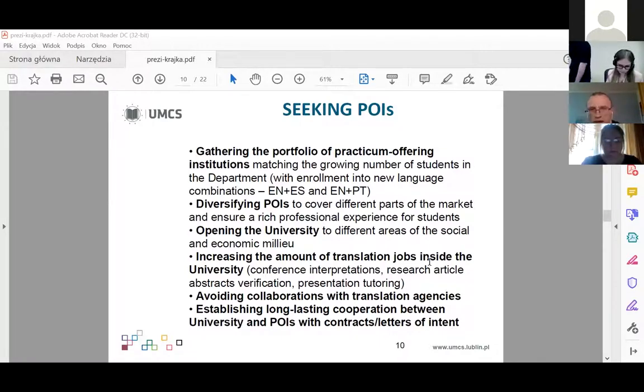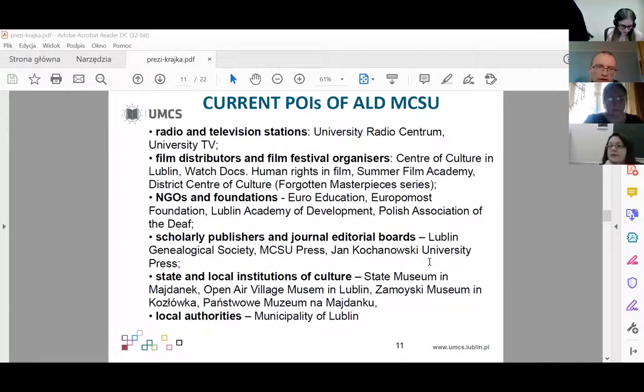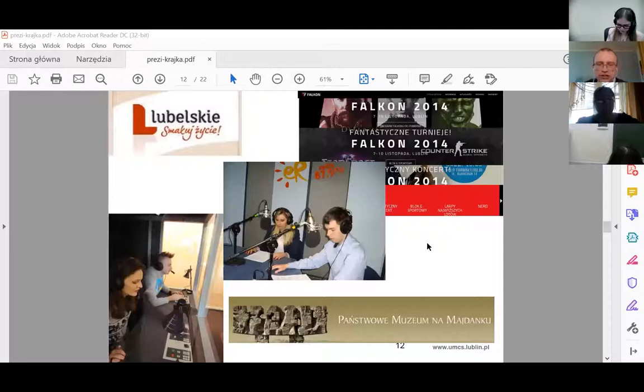These are some of our current POIs. We are particularly proud of the cooperation with film distributors, film festival organizers, with NGOs, with local radio and TV stations, institutions of culture, museums, but also local authorities. The municipality of Lublin tries to attract foreign investors, and they present Lublin as the city with great economic and academic potential. And this academic potential is demonstrated by trilingual graduates of applied linguistics that are quite capable of switching between those two, three, sometimes even four languages that they know at a relatively high level. You can see some of our students at work. You can see also some of the pictures from some of the events that they translated at.